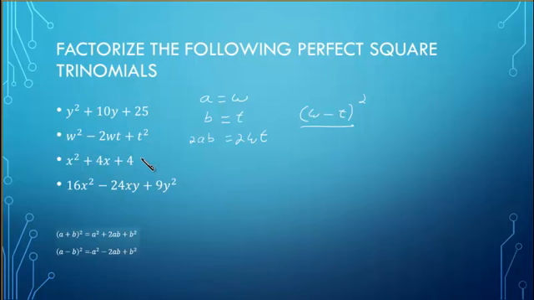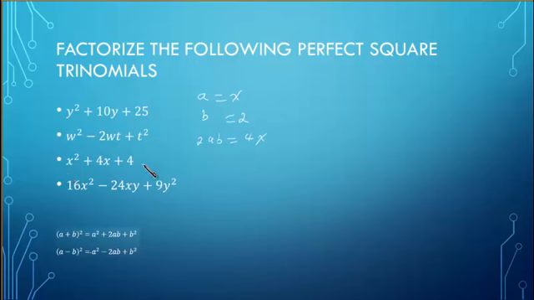Let's move on to this one. Is this a perfect square? Well, is the first term a perfect square? Yes. So a is x. Is the last term a perfect square? Yes, it's 2 squared, so b then is 2. And let's see what 2ab is. 2ab would simply be 2 times x times 2, which is 4x. And that is what we have here.